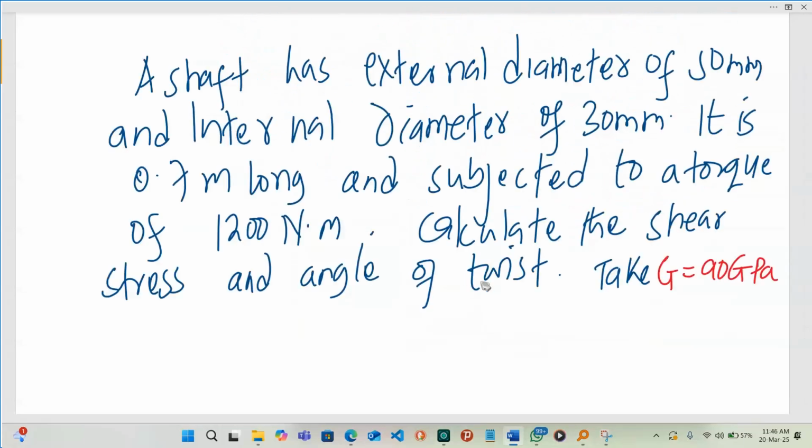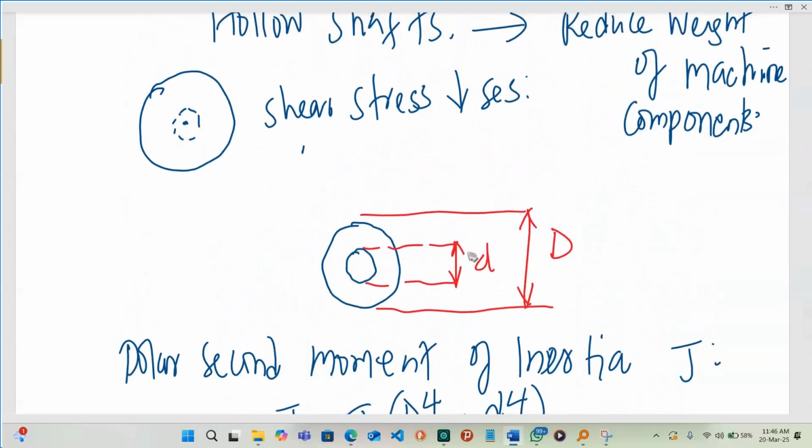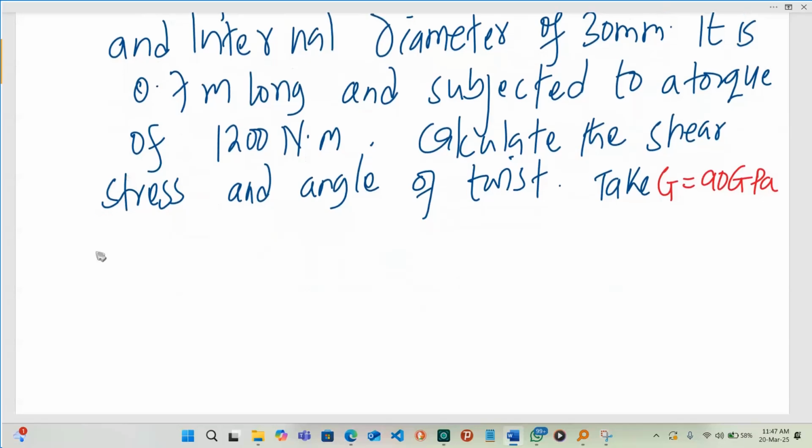We are told that a shaft has an external diameter of 50 millimeters and an internal diameter of 30 millimeters. It is 0.7 meters long and is subjected to a torque of 1200 Newton meters. Calculate the shear stress and angle of twist. You can see here we are going to be talking about a hollow shaft because it has an internal diameter and an external diameter. Usually the large one is the external diameter and the small one is always the internal diameter. So let's look at the solution for this problem.